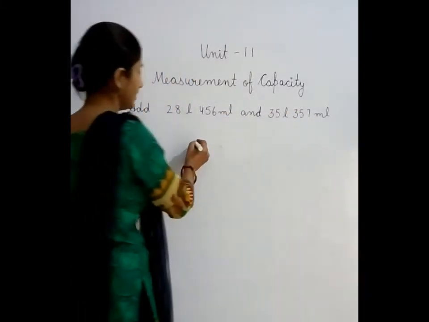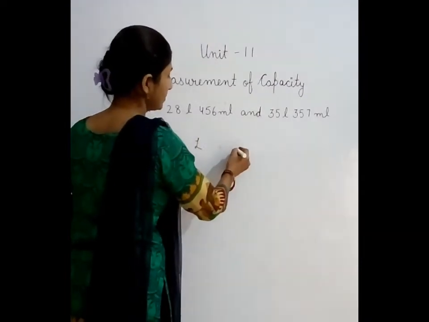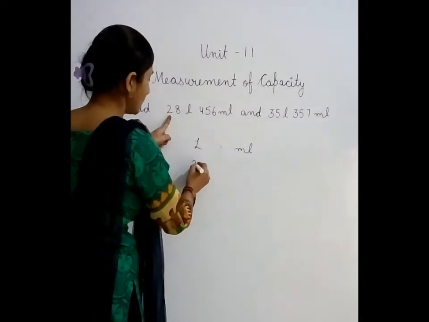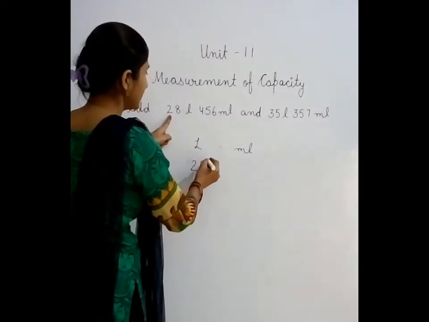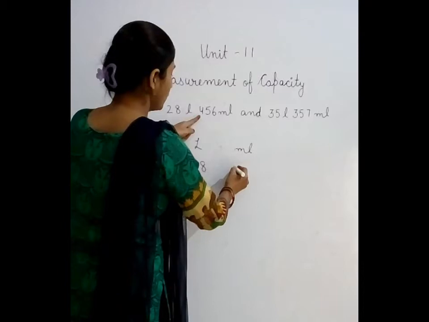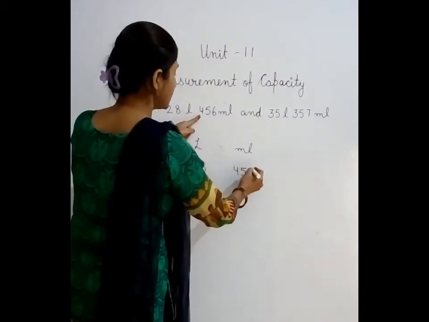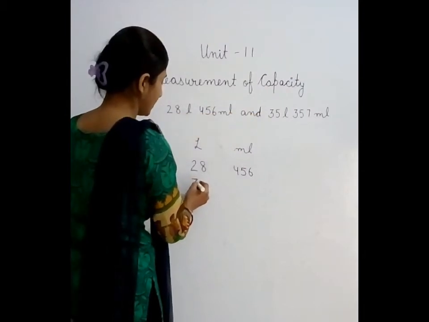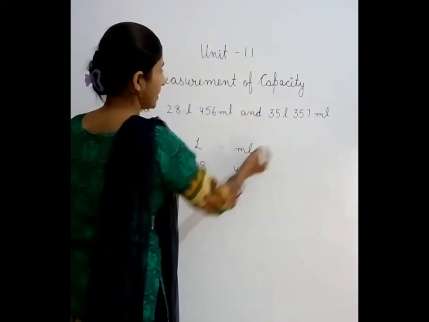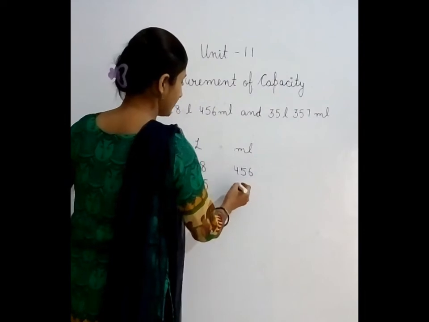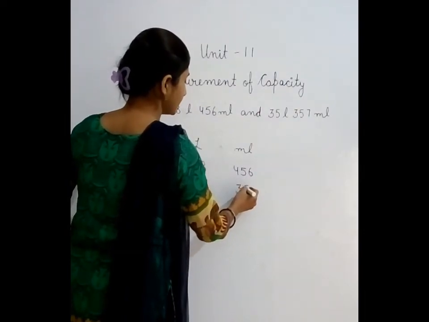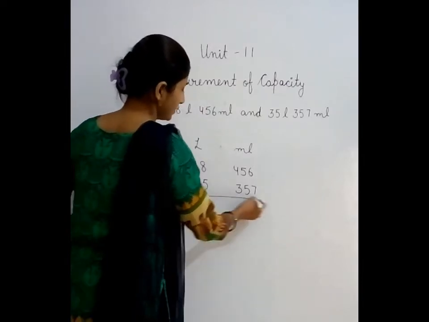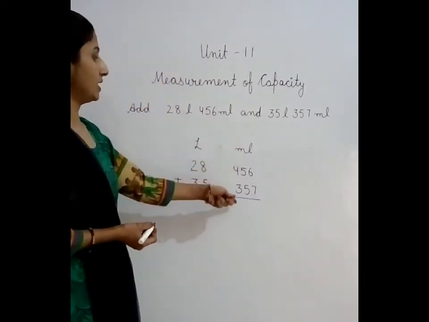Firstly write liter and milliliter. So how many liters? 28 liters. How many milliliters? 456 milliliter. Here is 35 liters and 357 milliliters. Sign of addition. Start addition from milliliter sides.